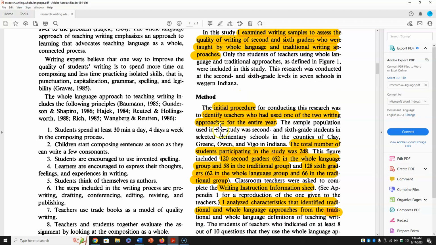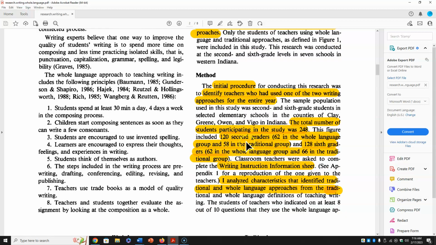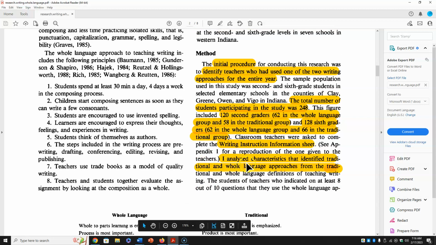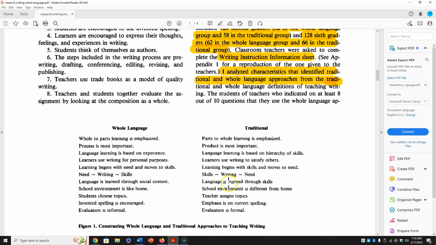Her method, she identified teachers who had used one of two writing approaches. So she looked at classrooms in 4 different counties in Indiana, and she gave a questionnaire. Based on that questionnaire, she determined that this is a whole language teacher and this is a traditional approach teacher. Total numbers, that is interesting, 248: 120 second graders, 128 sixth graders, broken down pretty evenly. She gave a writing instruction information sheet where she identified them, and that's included there. All right.